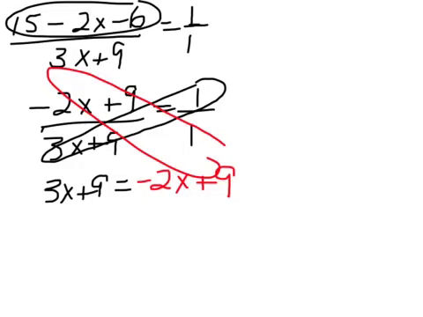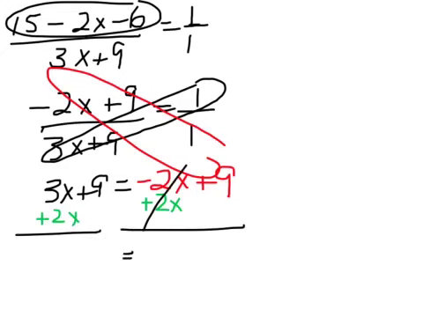Got x's on both sides. I'm going to move them to one side, right? So wouldn't it be easy to move those minus 2x's over by just adding them to both sides, and that would make all my x's positive. So 3x plus 2x is 5x, right? And I got a plus 9, and on the other side I got a 9. How am I going to solve for x?